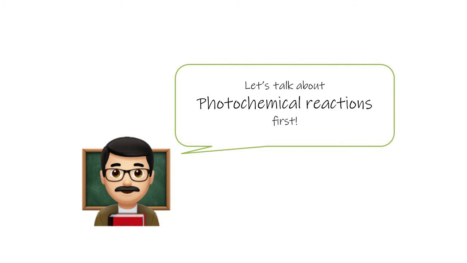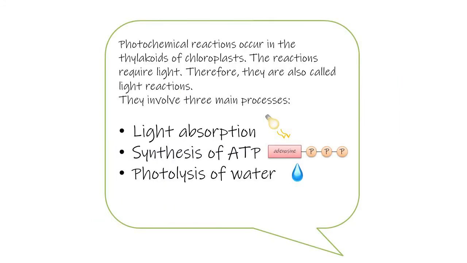The photochemical reactions. Photochemical reactions occur in the thylakoids of chloroplasts. The reactions require light. Therefore, they are also called light reactions. They involve three main processes: light absorption, synthesis of ATP, and the photolysis of water.